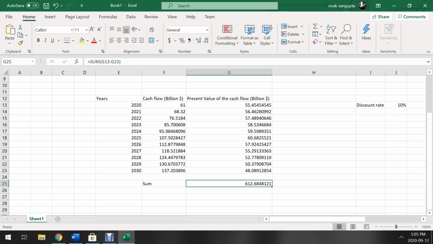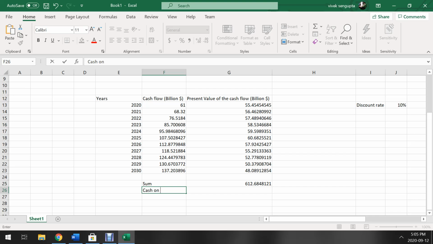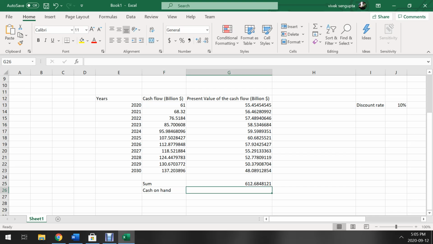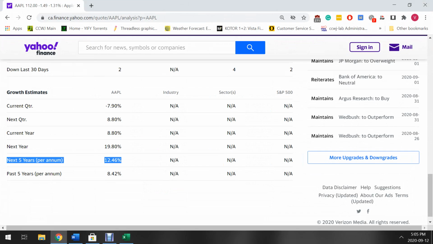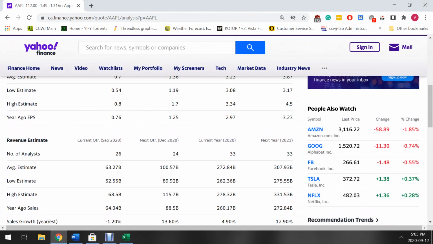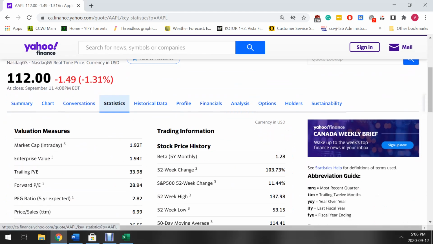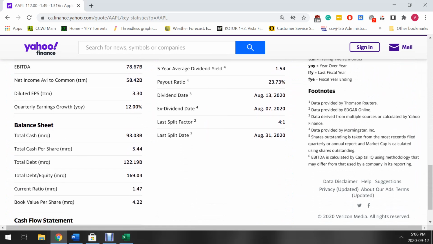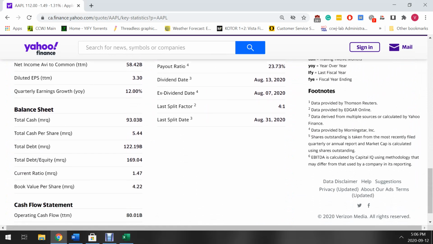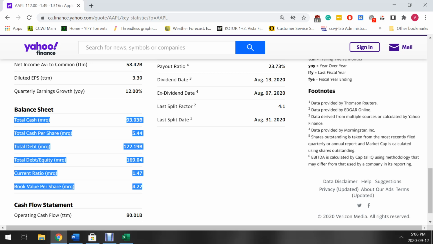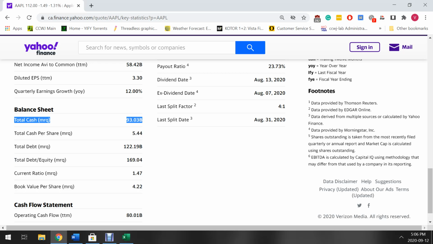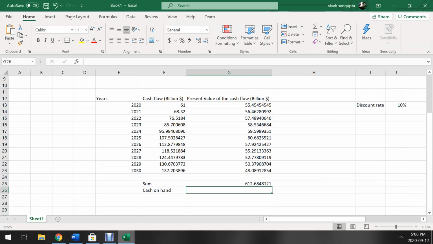In that, we have to add cash on hand, right? So when you buy the business, Apple will have some cash on hand. And where to find that? You have to go to Yahoo Finance, go to the statistics section, keep going down, and you will find this total cash for this quarter is $93 billion, right? This is the cash that they have as of today. That is yours. So you can write that 93 here, cash on hand.